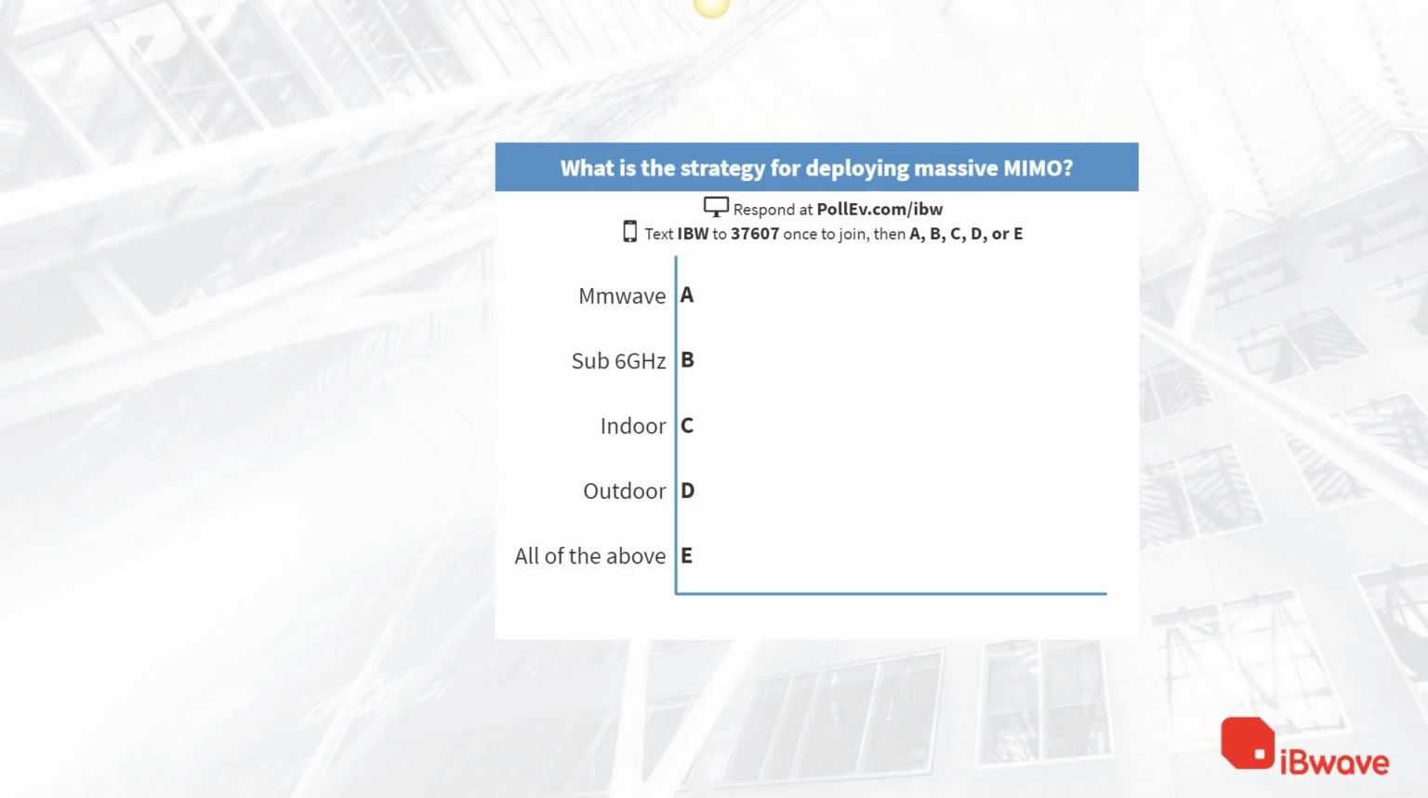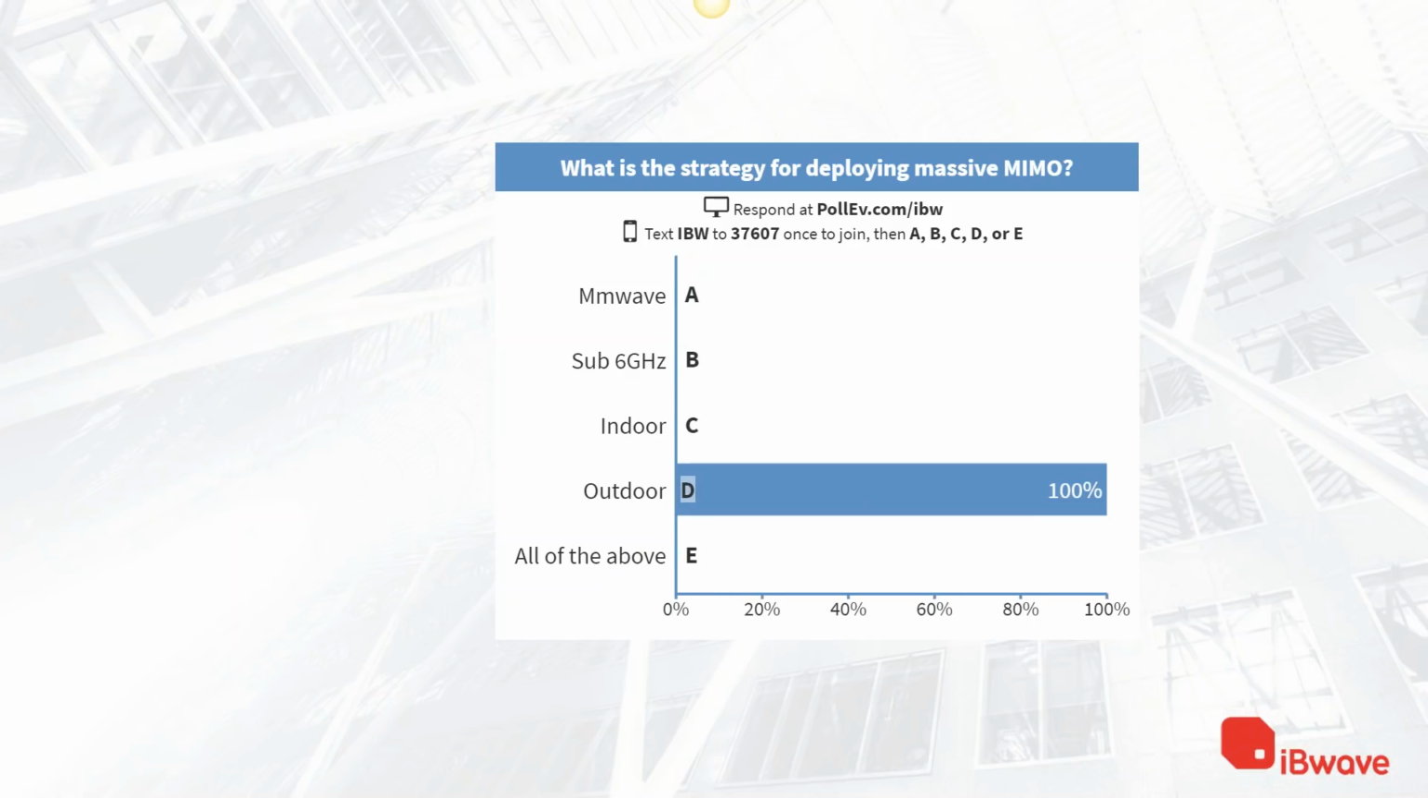Okay, so as I mentioned, it's time for our poll question. You would see the question on the screen. There is a link, or if you're in Canada, you could text the number given, text iBwave first to join and then your choice. I'm also going to send a chat message with the link so you can click directly and vote for your choice.